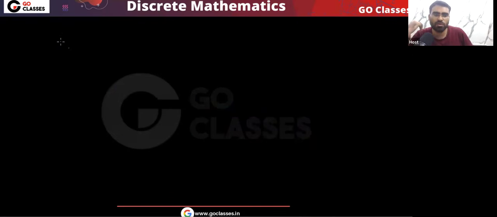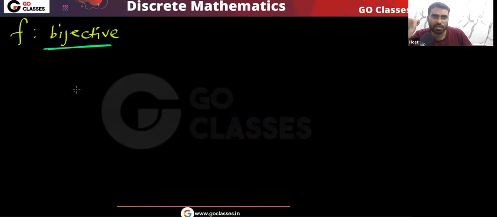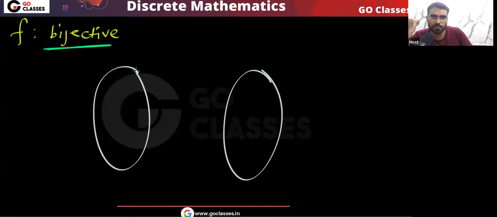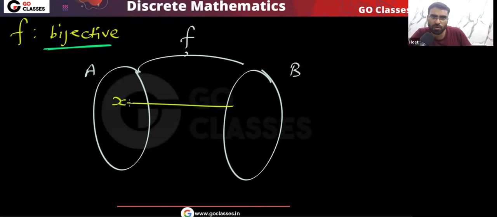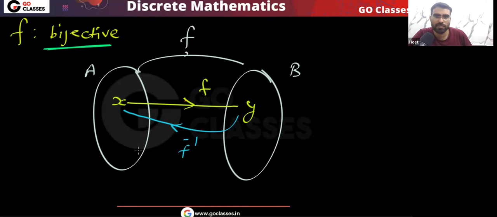Very simple. So this is the simple idea. If f is bijective, why do I need bijective? Because to define the inverse, I need a bijective function. So if f is bijective, f goes from set A to set B, and f will map x to y. And what will f inverse do? f inverse will do this, reversing it. Is this clear? So this is the simple point.